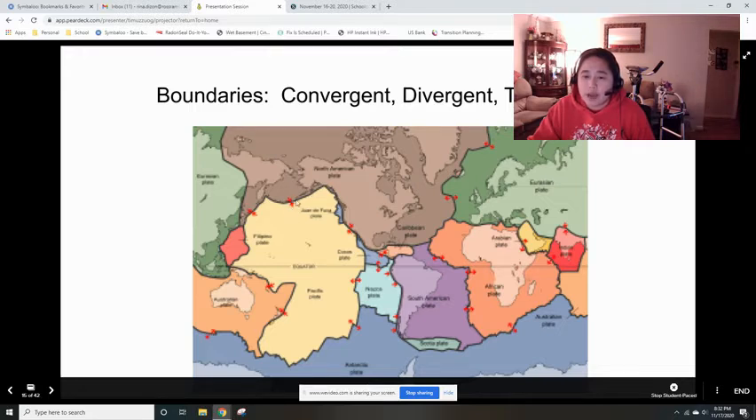Okay, here you've got two plates that are going to run into each other. Those are called convergent. Here you've got two plates that are sliding past each other. Those are called transform. And then here you've got plates that are moving away from each other. These are called divergent. They're dividing the crust in half.